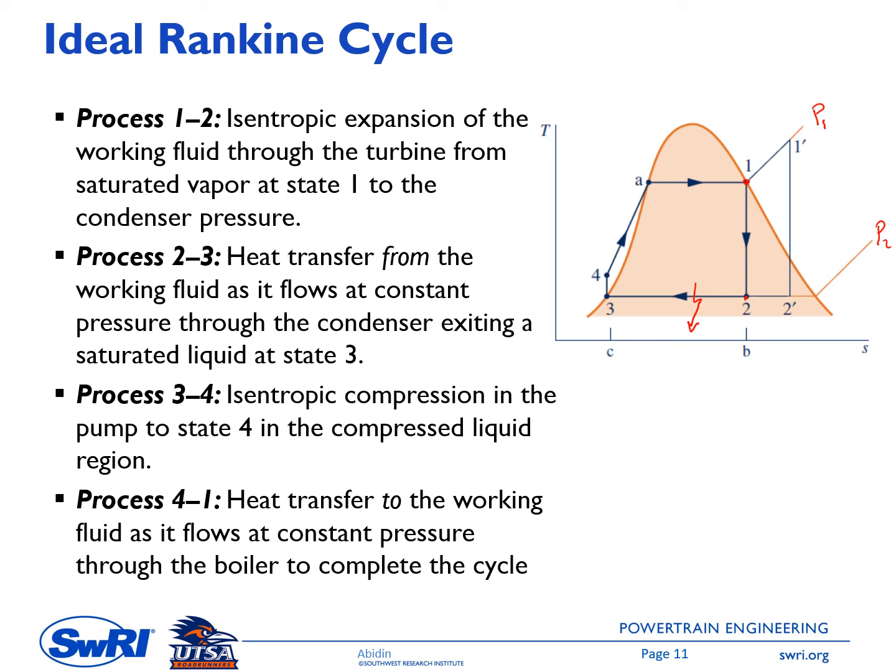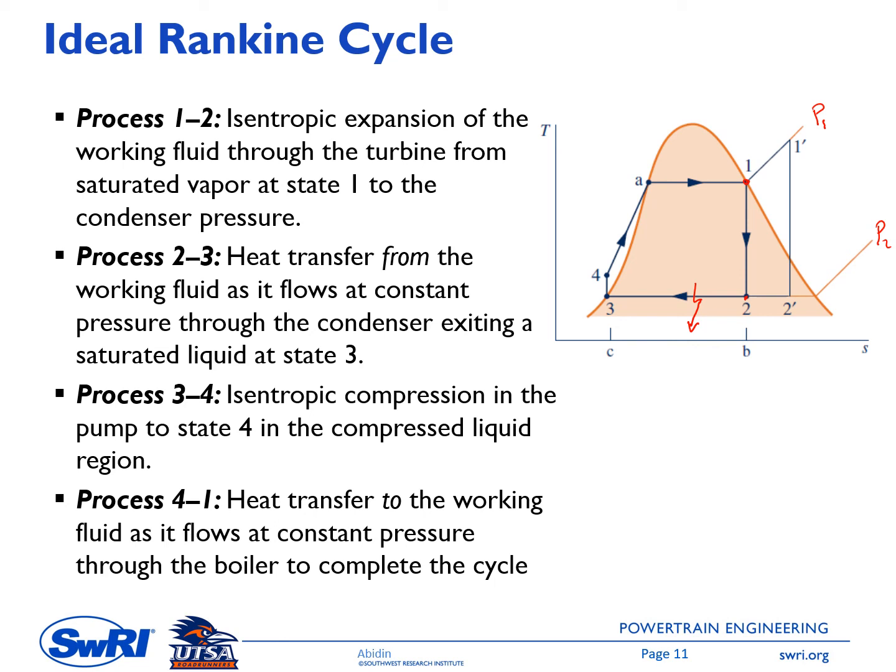Then process 3 to 4 is isentropic compression. Keep in mind that isentropic means adiabatic and internally reversible. Isentropic means there is no change of entropy. The line connecting 3 and 4 is a straight vertical line, so S3 equals S4. That's why it's called isentropic compression. Similarly, between point 1 and point 2, this is isentropic expansion, S1 equals S2.